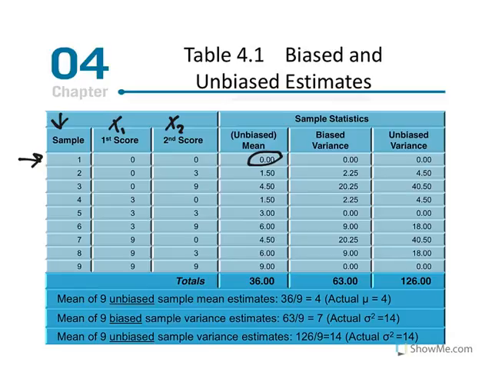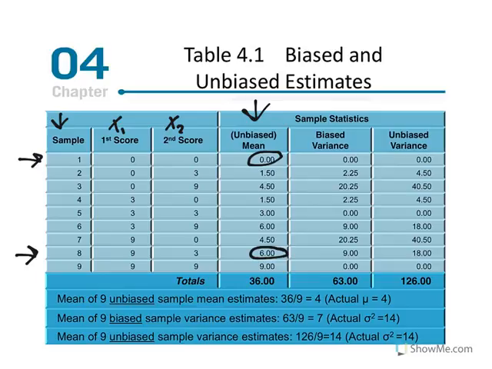Let's take the eighth sample. So the eighth sample that I select, my first score is equal to 9, my second score is equal to 3. So the average of those two scores, 9 plus 3, divided by 2, so 12 divided by 2, and I get an average of 6. So we do that for all 9 samples, and what we produce here is the unbiased mean, that we've calculated the mean for each of those samples.